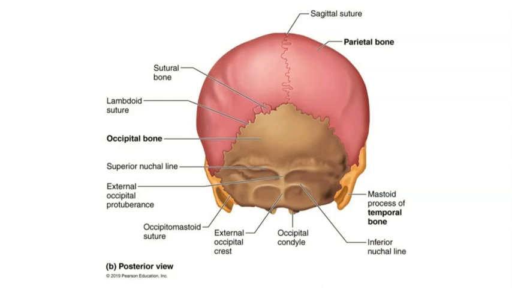From the posterior view of the skull, we get a better view of most of the occipital bone, the left and right parietal bones, along with part of the left and right temporal bones as well.